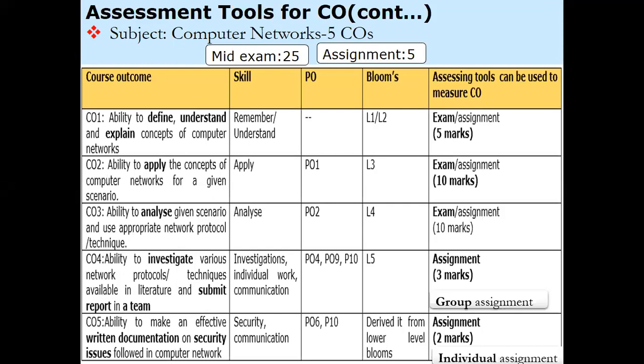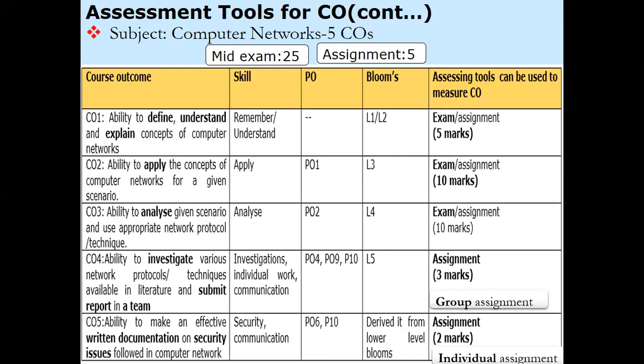The analyze skill comes under Bloom's level 4. You are using an exam. Of course, you can also use an assignment, but with respect to this example, I am taking the exam as the assessment tool to calculate the attainment of CO3 and CO4.